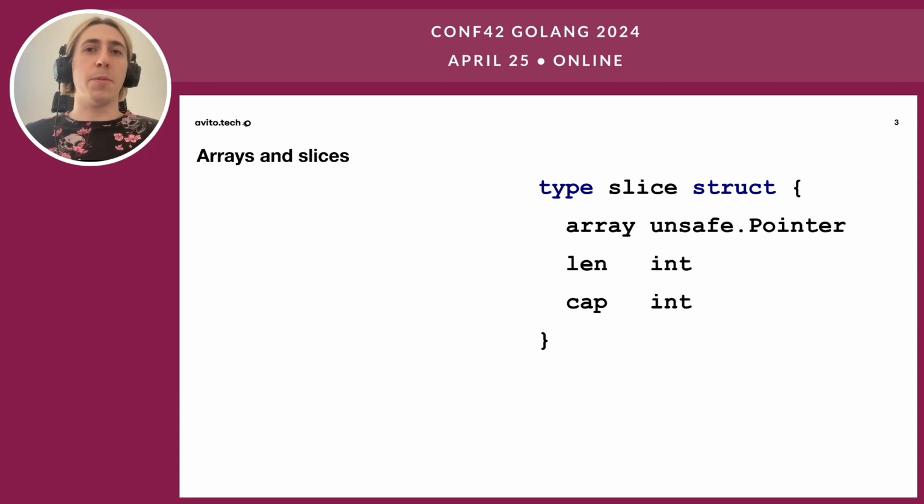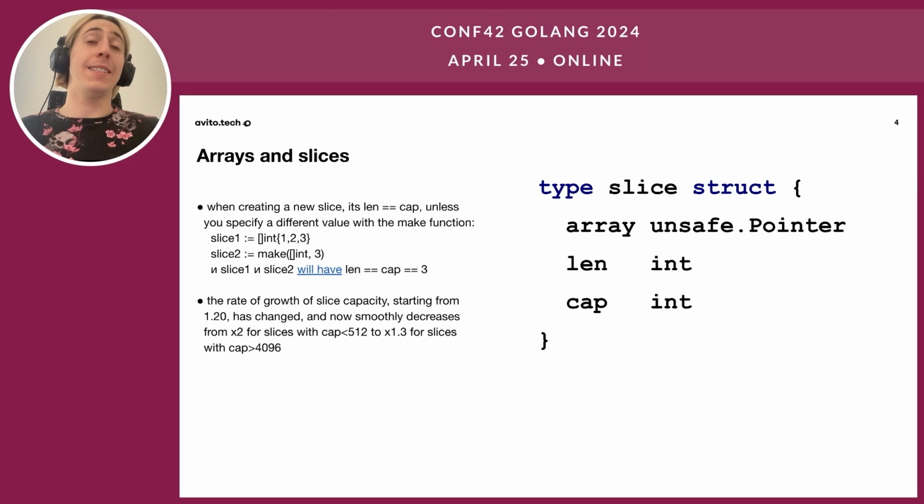To better understand the principles of how slices work, you need to know what the slice structure itself looks like. In the structure, we see the fields dedicated to the length and capacity of the slice, so they are both obtained in O(1), as well as a pointer to the array on which the slice is built. There are two things to remember about length and capacity. When creating a new slice, its length equals its capacity unless you specify a different value with the make function. And the second thing is the rate of growth of slice capacity.